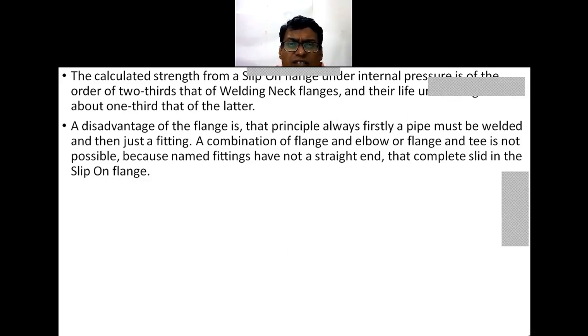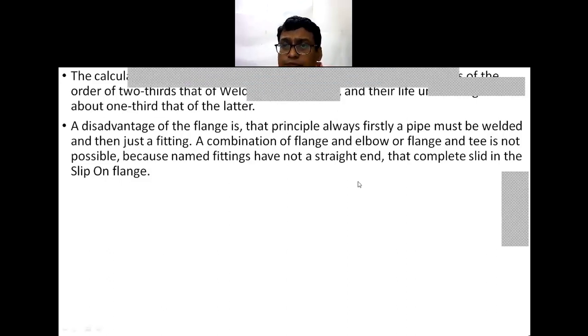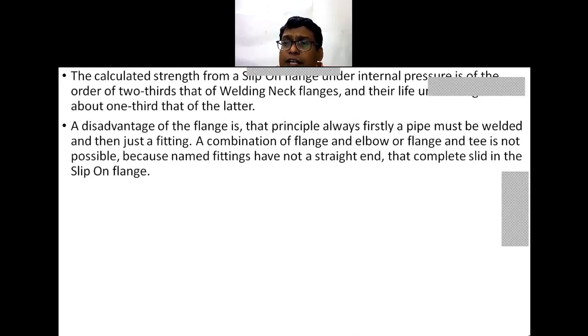But there are certain situations, like simple pipe water flow, where I can compromise with the thickness. Instead of putting such costly flanges, I can compromise with the cost of the flange and reduce the strength, which will give cheaper flanges. So the internal pressure capacity is of the order of two-thirds that of the welded neck flanges.